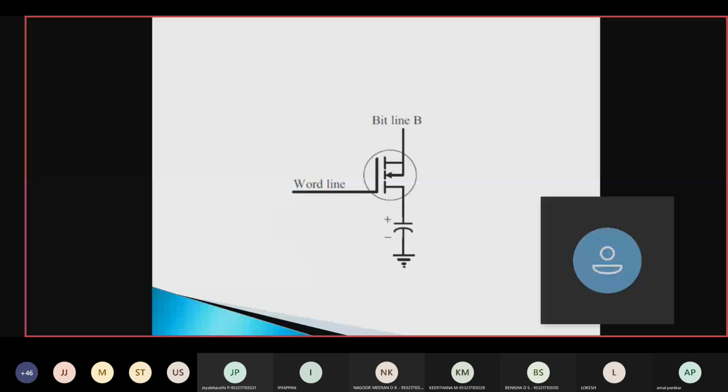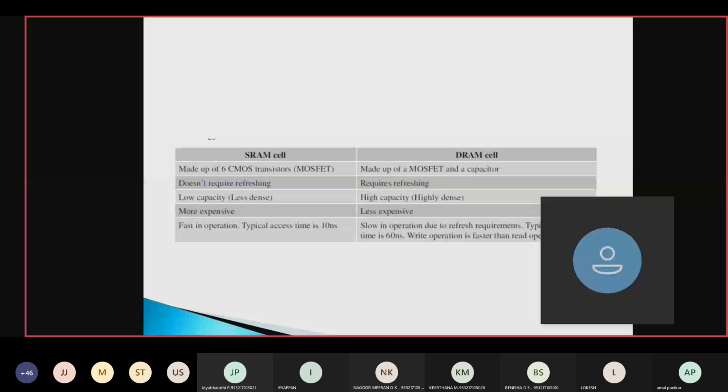Next we are going to be having a dynamic RAM, which is going to be having something like this. What I will do is give the differences. SRAM is going to be having up to 6 MOSFETs, whereas in the dynamic RAM, along with the MOSFET, we need to have a capacitor, so we're going to be utilizing refreshing. SRAM doesn't require any refreshing circuitry, whereas the DRAM requires refreshing circuitry.